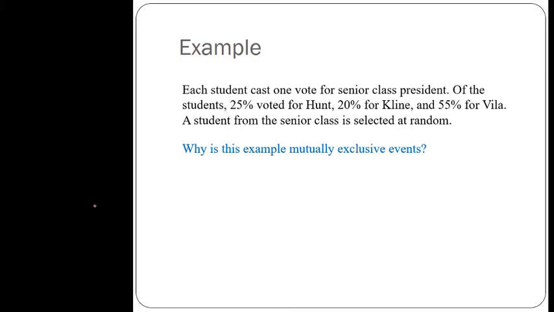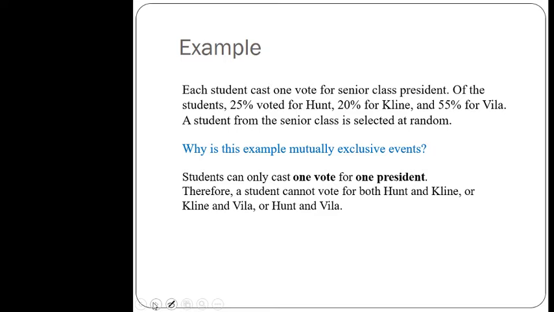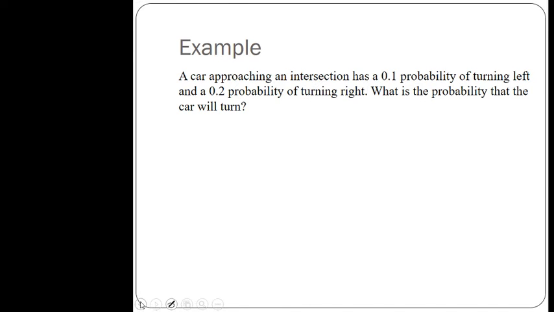So here we're going to select a student, and you're asking yourself, is it possible for a student to vote for more than one of these people? And the idea is no, because a student only casts one vote for one president. So if I'm randomly picking a student and I want to see the probability that that student voted for Hunt, that's a mutually exclusive event, because there's no way that I can pick a student that voted for more than one person. They had to vote for just one of them.